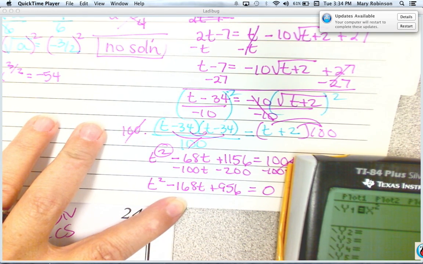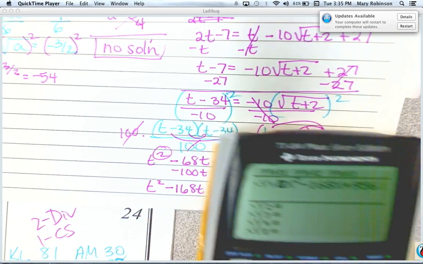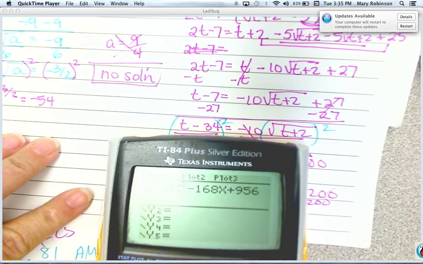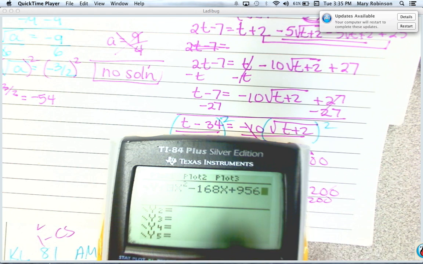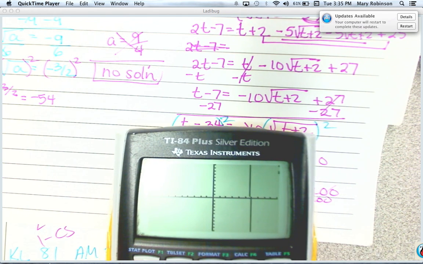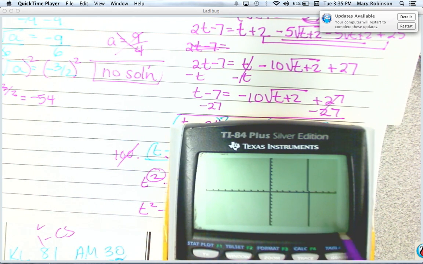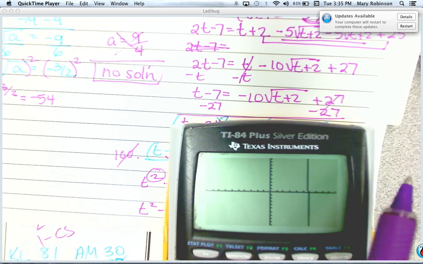So if I type in x squared minus 168x plus 956, I have to recognize that these are much larger values. So if I look at my graph, I'm not going to see them, or definitely not both of them. I can see one of them. This does open up, so that tells us there's one here and then one probably over to the right, that it came down and then goes back up.